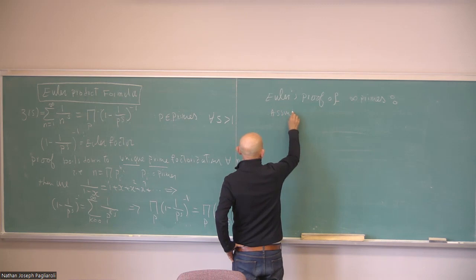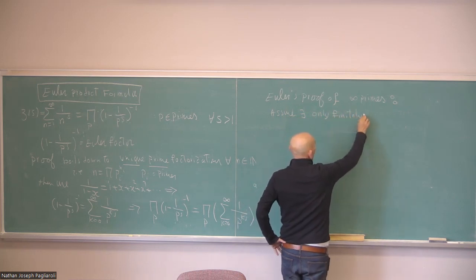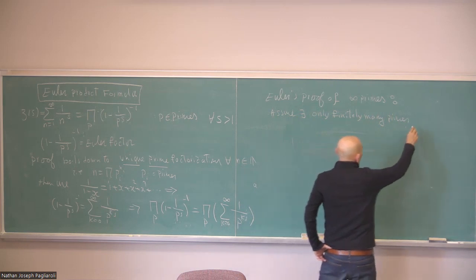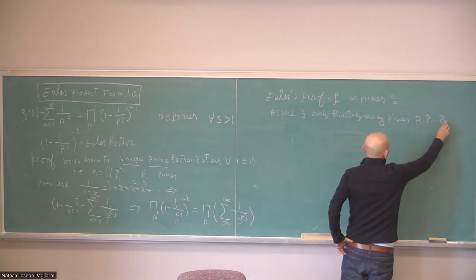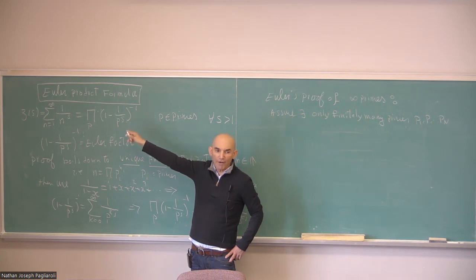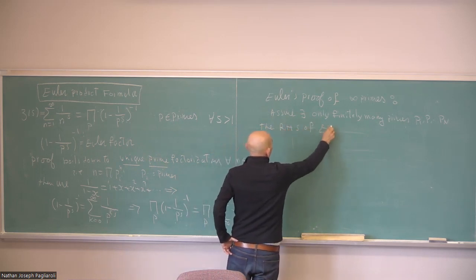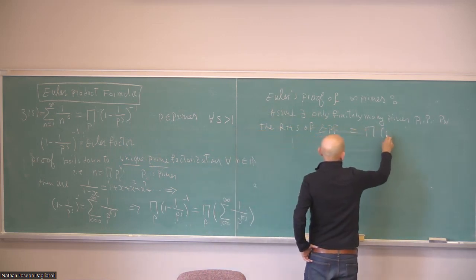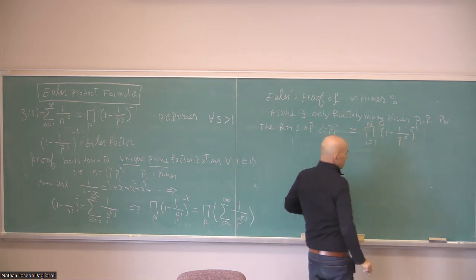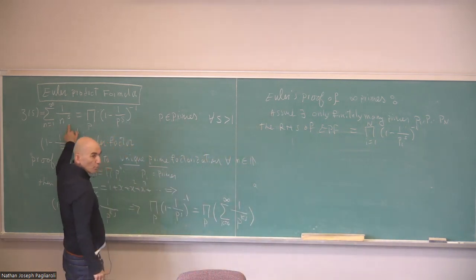Assume there exist only finitely many primes. I don't even have to name them. So p1, p2, ..., pn. Then in the Euler product formula, the right-hand side is a finite product of those Euler factors, right? The right-hand side of the Euler product formula is equal to the product of (1 minus 1 over p_i to the s) to the power minus 1, i from 1 to n, right? Finite number.